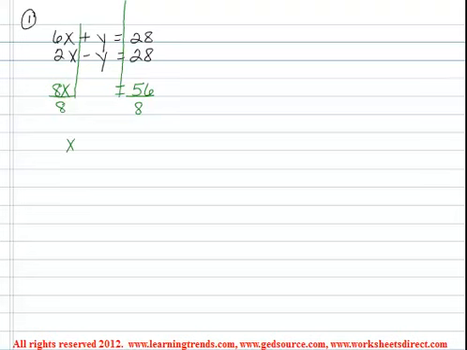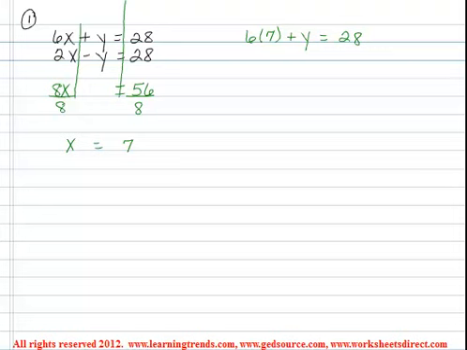So x equals 7. Now that we know what x is, we want to go back and solve for y. So we can take that value of x and substitute it into either one of those equations. Let's go ahead and put it into the first equation. So we have 6, rather than x, it's 7. So 6 times 7 plus y equals 28.